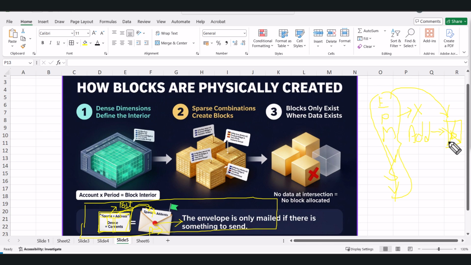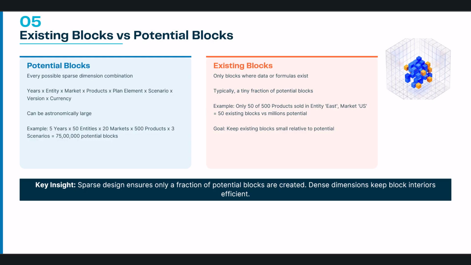So once we really internalize this model, we will never again wonder what happens when we change the dimension type, because we know exactly what it does to the block, to the memory, or to the calculation time. So every dense and sparse decision has direct and physical consequences inside the engine. And now you can see it. This is one of the most important slides in the entire presentation. So I want you to really let these numbers sink in. Let's understand the difference between the potential block and existing block.